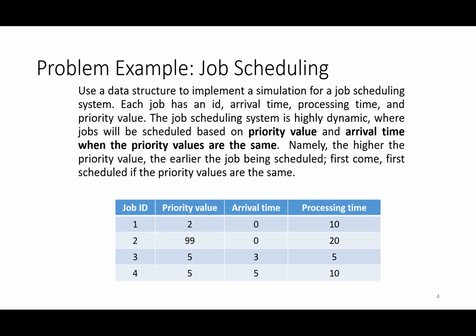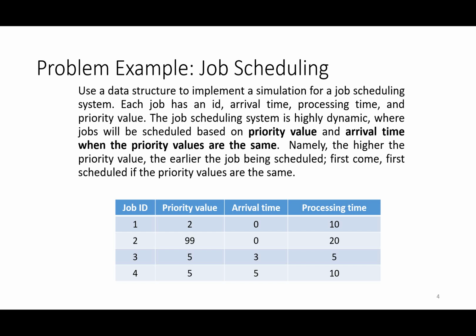The job scheduling system is highly dynamic, where jobs will be scheduled based on priority value and arrival time. Namely, the higher the priority value, the earlier the job being scheduled. First come, first scheduled, if the priority values are the same.